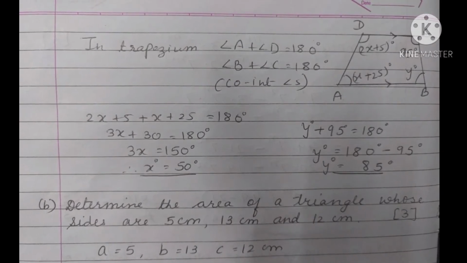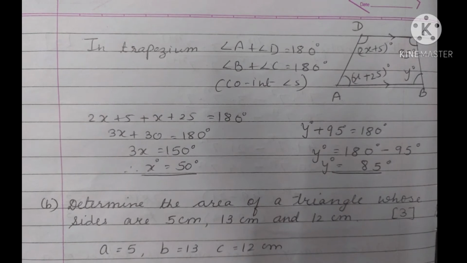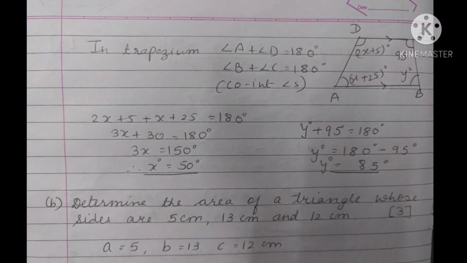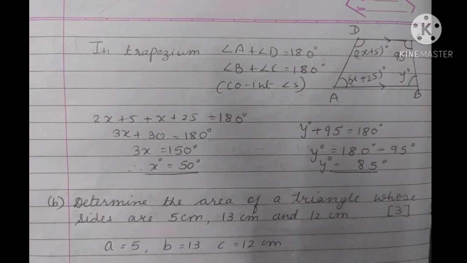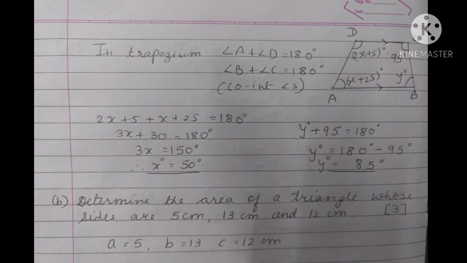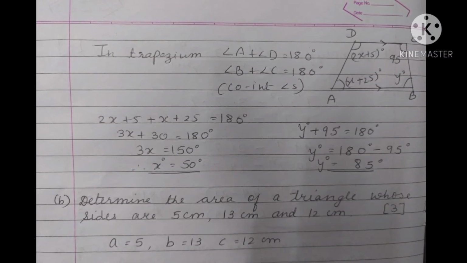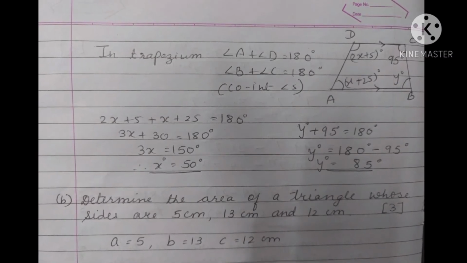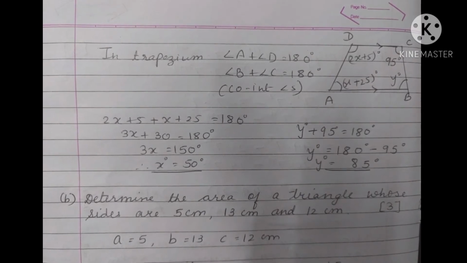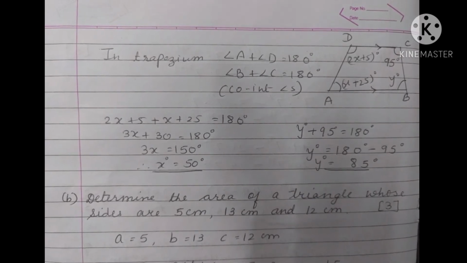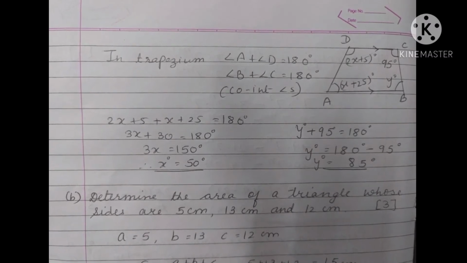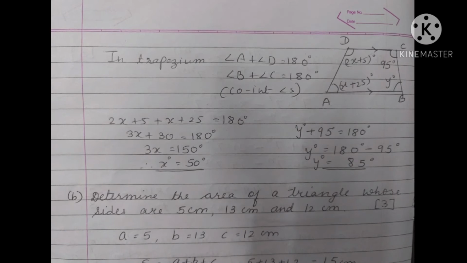Now we have all the values of the angles. So I write here, angle A, 2x plus 5 plus x plus 25 is 180 degree. So 3x plus 30 is 180 degree. So 3x is equal to 150 degree. X value is 50 degree. Similarly here, y plus 95 is 180 degree. So y degree is equal to 180 minus 95 degree. So y is 85 degree. Likewise we get our answer of question A.